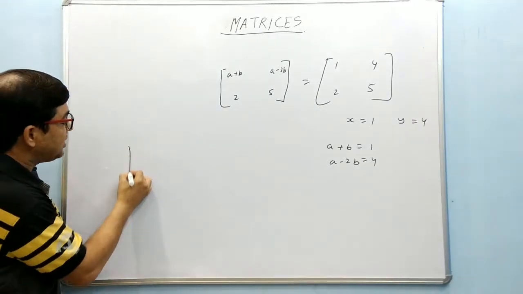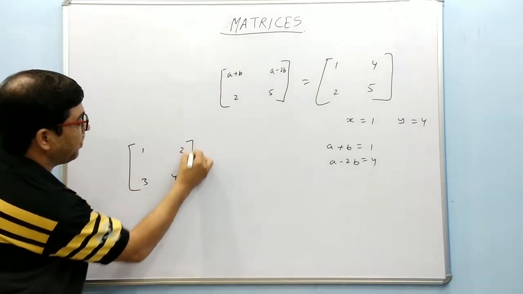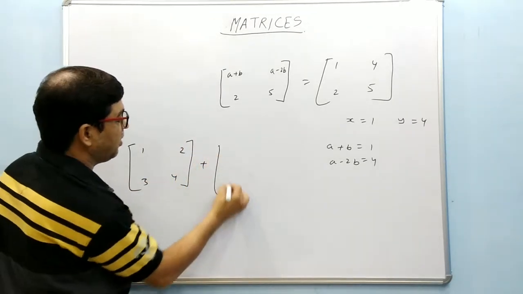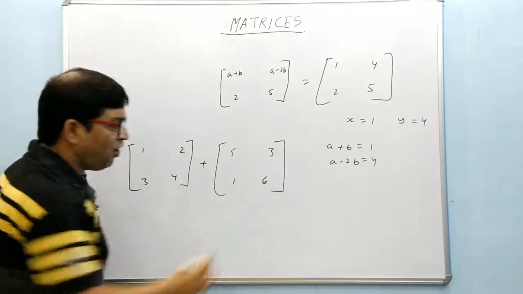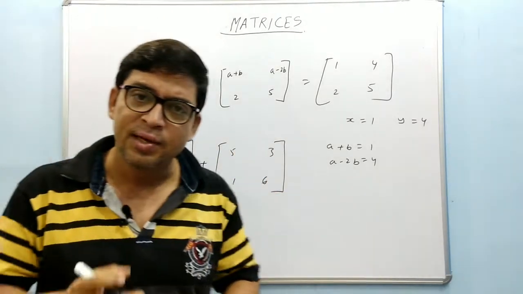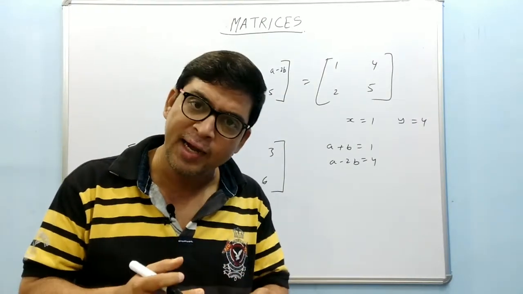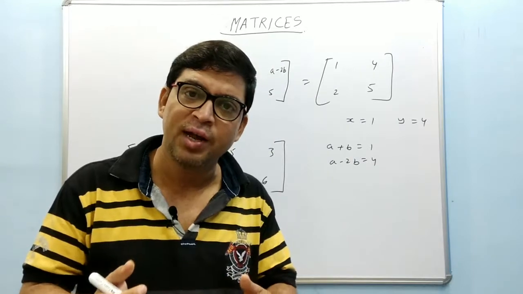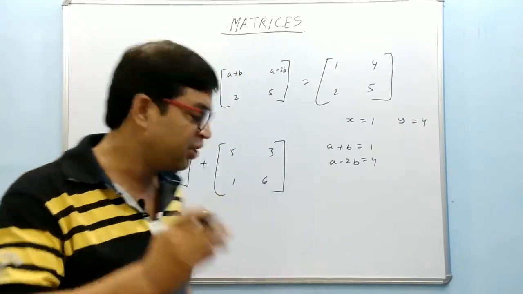If two matrices are added, one is 1, 2, 3, 4 like that, and another is 5, 3, 1, 6 like this. If we have to add two matrices, the corresponding elements are added in the case of addition and subtracted in the case of subtraction.